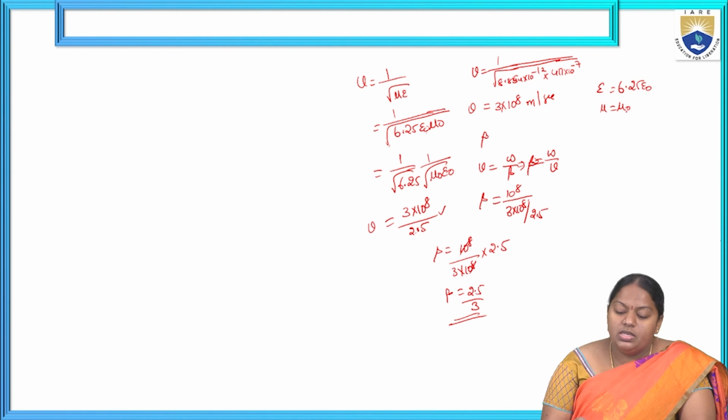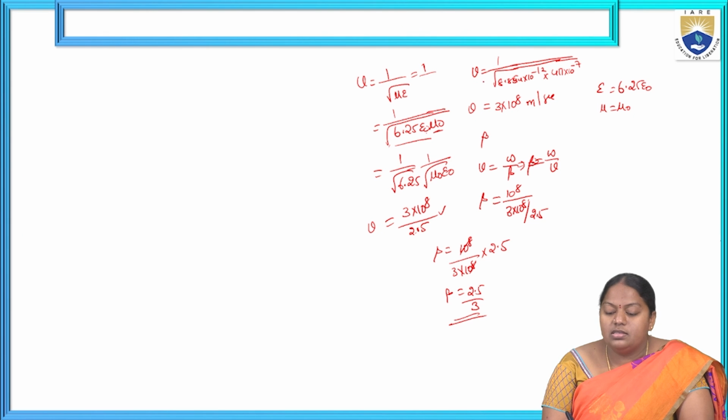Okay. So from this, velocity equals 1 by root of mu epsilon, and if we substitute here 1 by root of mu naught and 6.25 epsilon naught. As we know, for free space the wave velocity is given by 1 by root of mu naught epsilon naught. If you substitute the epsilon naught and mu naught values, then we are going to get the value as 3 into 10 power 8 meters per second.